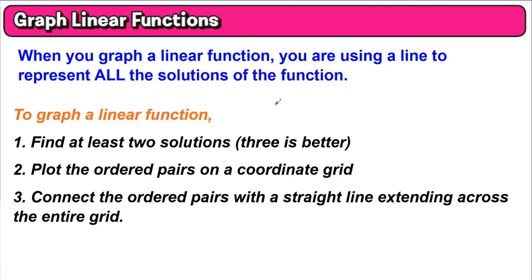So the steps to graph a linear function. The first step, again, is to find at least 2 solutions. 3 is better, but if we know it's linear, we only need 2, because that'll tell us where our line is. And then we're going to plot those ordered pairs on the coordinate grid. And then lastly, we're going to connect the ordered pairs with a straight line, and make sure you extend that line all the way across the entire grid to show that these solutions go on forever in both directions.